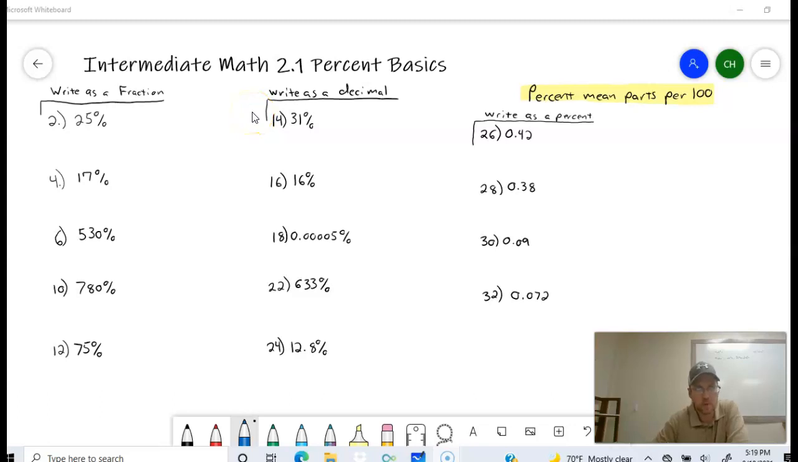Alright, today we're going to work on Intermediate Math 2.1. This is over percent basics. The basic definition you'll need to know for this one is percent means parts per 100. Alright, so the first section gives us percentages and it simply asks us to rewrite them as a fraction.